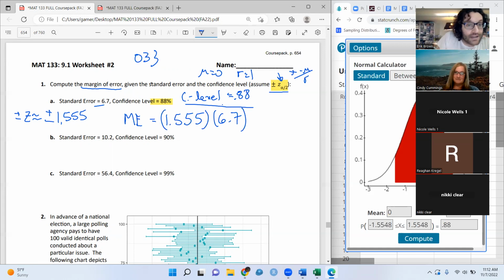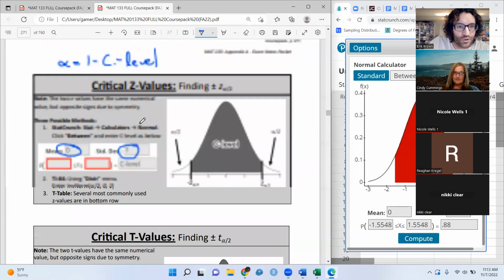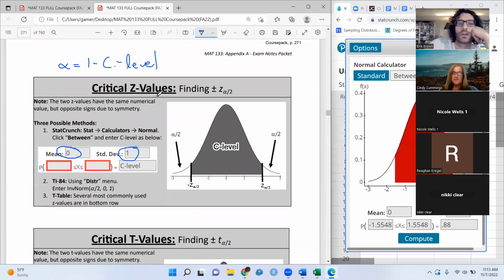Now, remember what that is. If we look at the confidence interval, there's an upper limit, a lower limit, and the point estimate right smack dab in the middle. The margin of error is the distance between the point estimate and the upper limit, or the distance between the lower limit and the point estimate, because the point estimate is the exact center. What is the 1.555 called? The critical Z value, that's associated with the alpha and the confidence level.